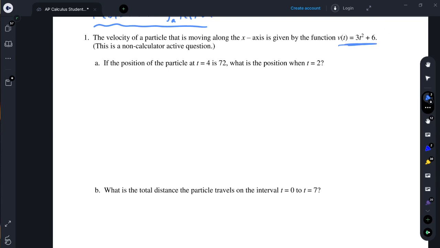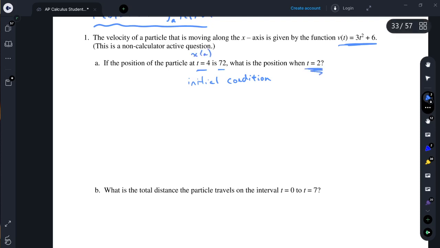They say the position of the particle at time 4 is 72. This is kind of an initial condition. It doesn't matter that it's time 4 and we're going backwards to time 2. It doesn't have to be the initial starting point of the particle. Anytime we have that initial condition, that's going to be our x of a that we were talking about.